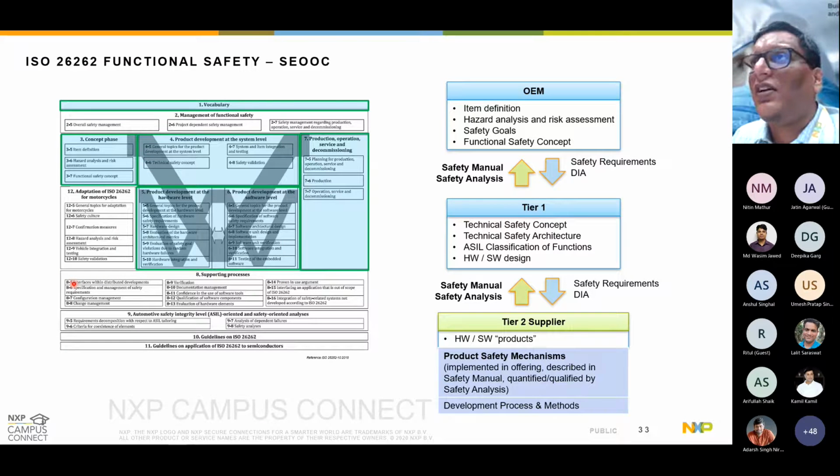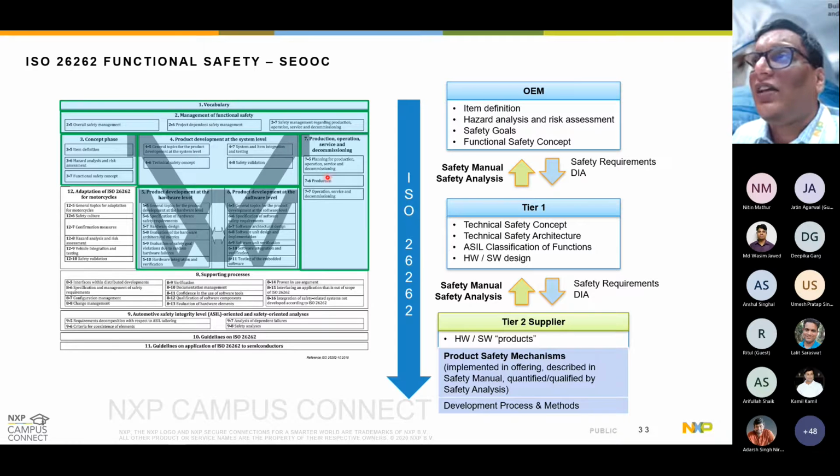Now there are other parts of the standard, like production, operation, service and decommissioning. This part is more for OEMs. So once you have designed the part, it goes into the field. Even then you should have a process in place to maintain that part or do servicing of that part. And after say 15 years of lifetime, when that part is no longer required, how do you decommission it? Those kinds of things are covered. Requirements for operations, production and servicing are contained in this part.